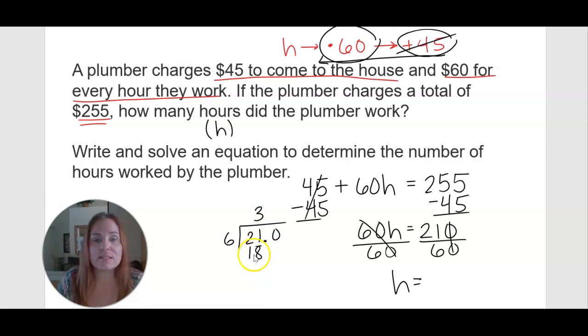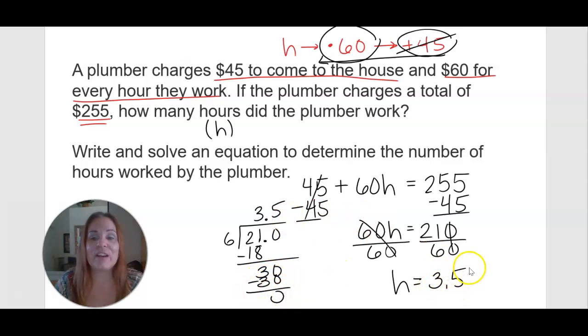That's 18. So that's 3. Bring down the 0. Oh, bring up my decimal point. 6 goes into 30 5 times. And I have no remainder. So my answer is 3.5. So the plumber worked for 3.5 hours. All right, one more.